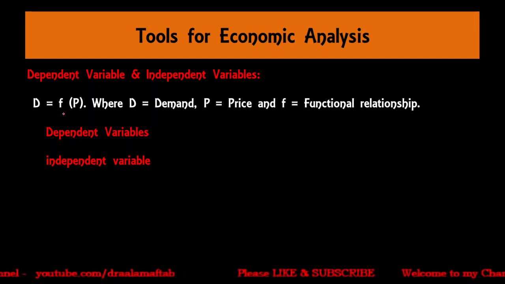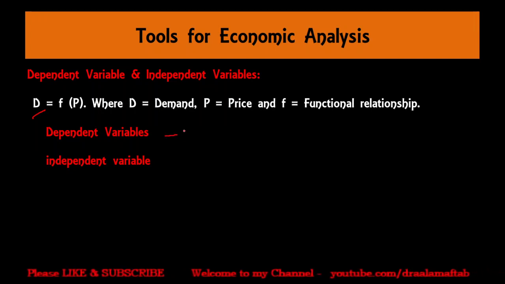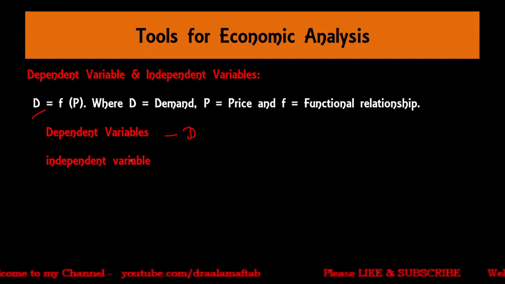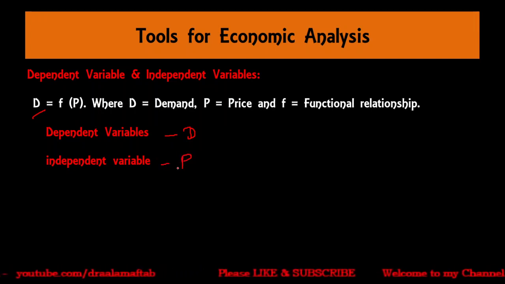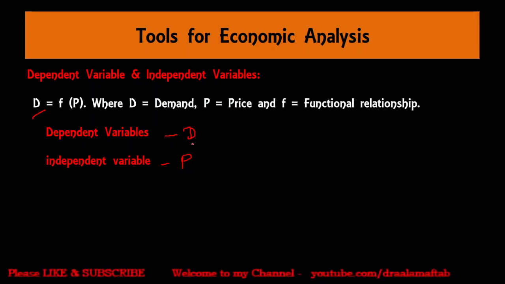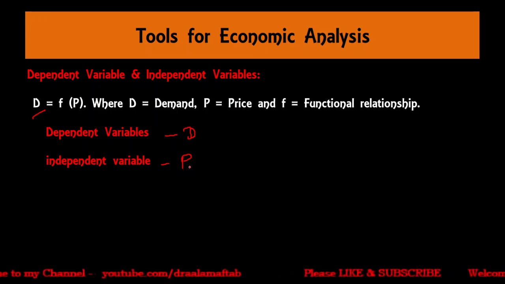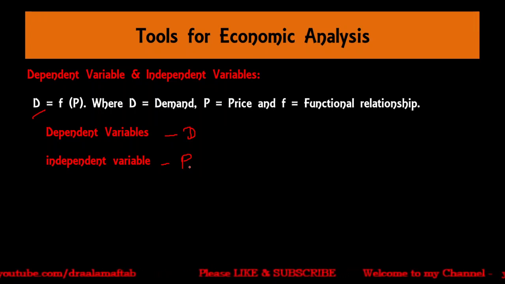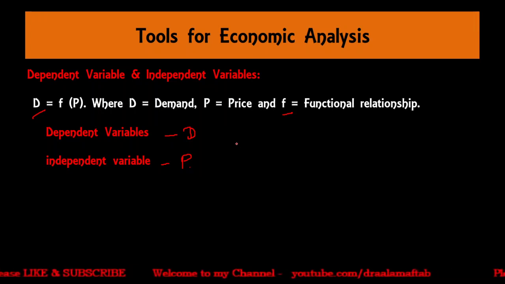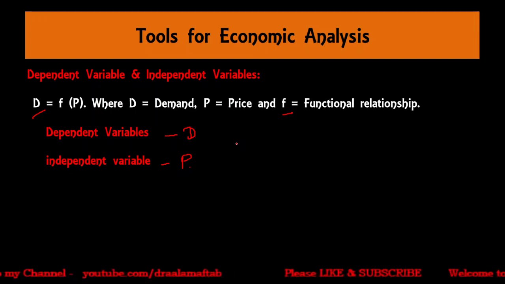Demand and price are inversely related. So D here is the dependent variable. Demand is the dependent variable, whereas P, the price, is the independent variable. Price is affecting demand; demand is affected by price. So which is affected, that is the dependent variable, and which is affecting, that is price, the independent variable, whereas F is the notation used for function. I think this concept of dependent and independent variable is clear to you.